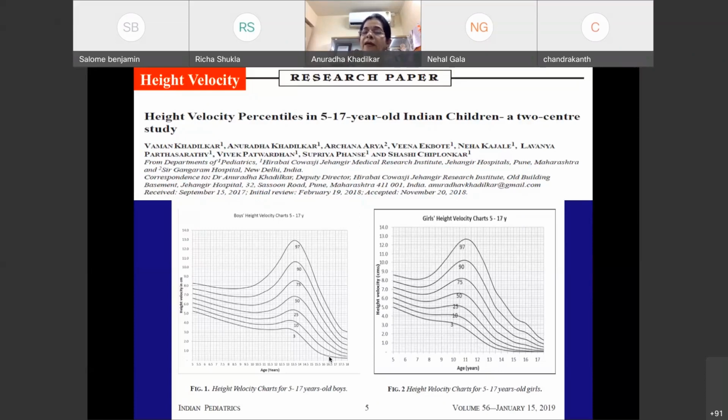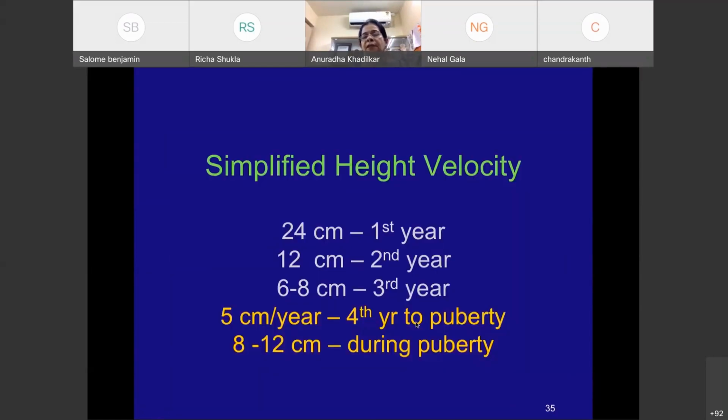So those charts actually look quite different, and they are called velocity charts, and this is something we published, I think, in 2018. So this is a velocity chart for girls, this is a velocity chart for boys, and what you really need is a simple formula. Do you remember we talked about this last time, that in the first year of life a child grows 24 to 25 centimeters. So that is the growth rate, and the attained height at 1 year is around 75 centimeters. At 2 years, a child is around 82 to 85 centimeters. So the growth rate between 1 to 2 years is 12 centimeters. And in the third year of life, the growth rate is 6 to 8 centimeters.